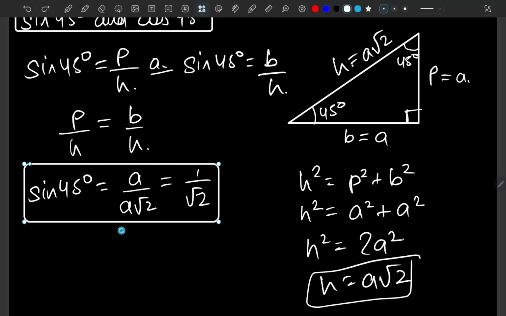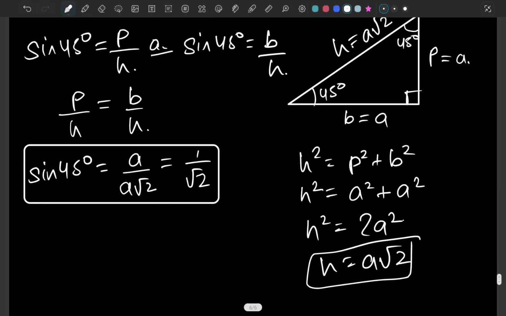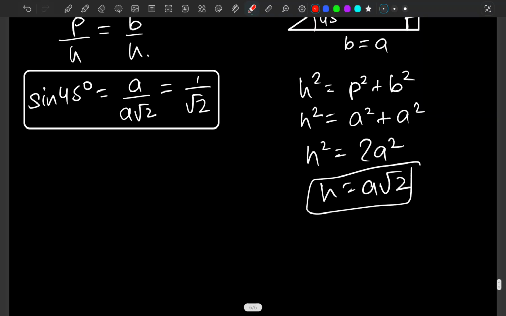And again, if we talk about the cosine term, that is cosine of 45 degrees, that's going to give us the same result, right? Because again, we are just going to talk about cosine 45, and again it's going to be H equals A root 2. And if we consider the ratio of any one side with the hypotenuse, that's going to be 1 over root 2. It means cosine of 45 degrees equals 1 over root 2 as well.